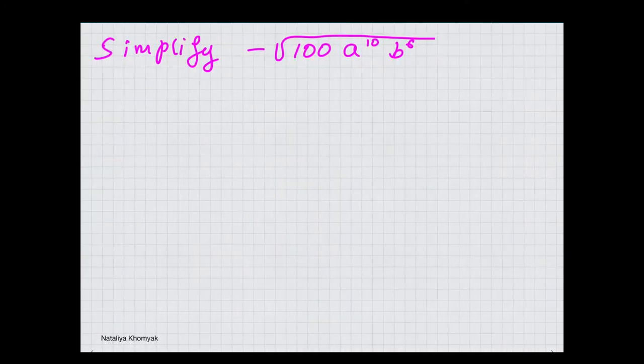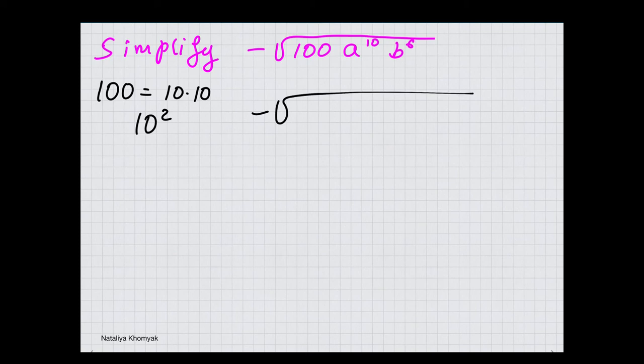Here we have the negative square root of 100, a to the 10th, b to the 6th. We can say that 100 is 10 times 10, which is 10 to the 2nd. So we have the negative square root of 10 to the 2nd, a to the 10th, b to the 6th. Now we will take the root.